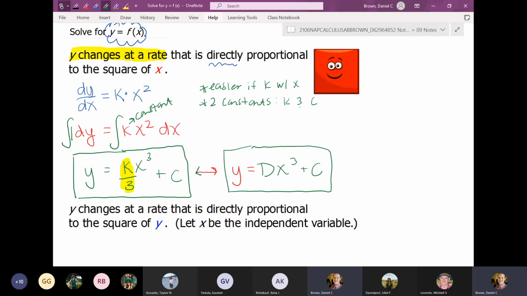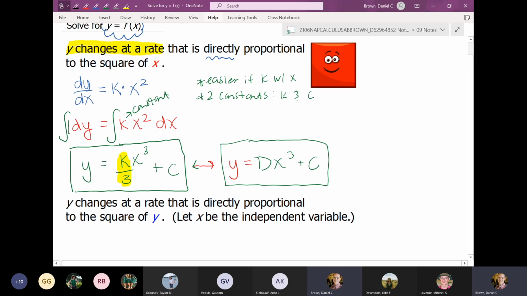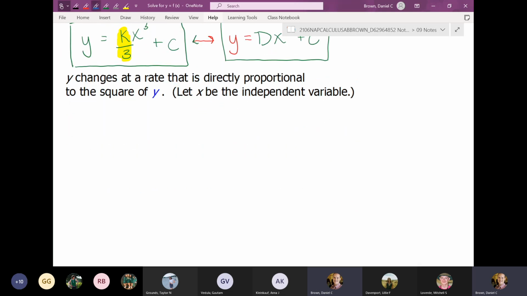Questions on that one? All right, one more, and then we'll get to the word problems. I want you to be able to compare the wording of this one to the one above it. It's all the same except for that very last variable: y changes at a rate that is directly proportional to the square of y versus the square of x. So let's go ahead and set this one up and then solve it.